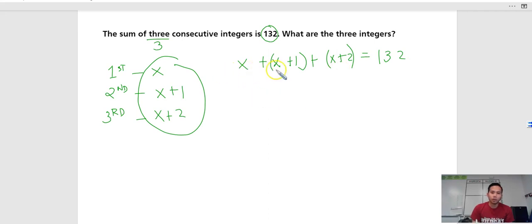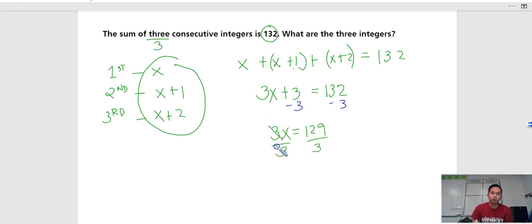So I'll just add all the x's. x is 1, 2, 3, so there are 3x plus 3, because 1 plus 2 is 3, is equal to 132. Where did you get 3x? There are 3 x's there. And then, of course, we have to isolate the variable by subtracting 3. Therefore, we have 3x is equal to 129. So I'm going to divide this by 3 to get the value of x.